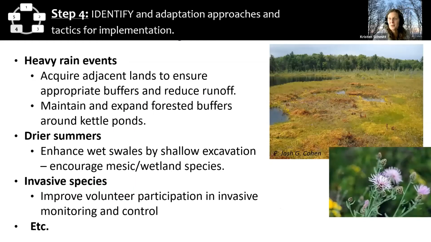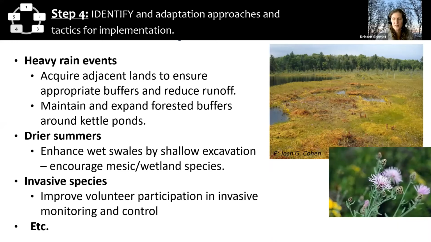We haven't gotten to the point where we've talked about step 4 yet. So this is a little bit of an abbreviation and a preview to next week. But in step 4, the group really sat down and thought, okay, how can we address some of these climate challenges directly with our management actions? And so they developed a couple management actions related to these heavy rain events, like increasing their buffer area around the bog habitat to reduce that runoff, and maintaining and expanding forested buffers around some of the kettle ponds in the area.